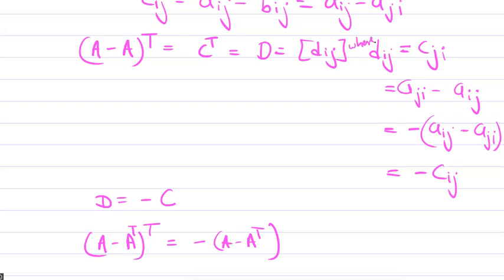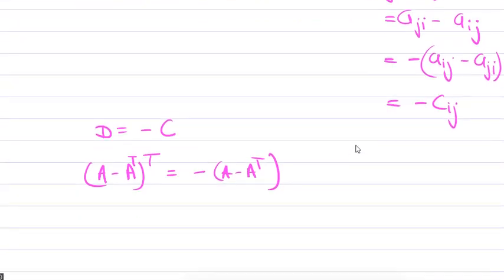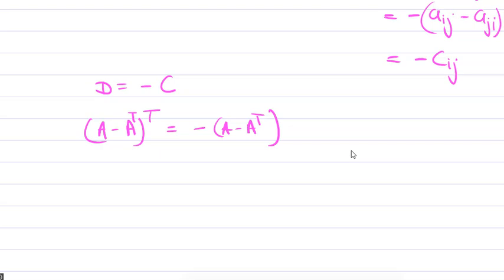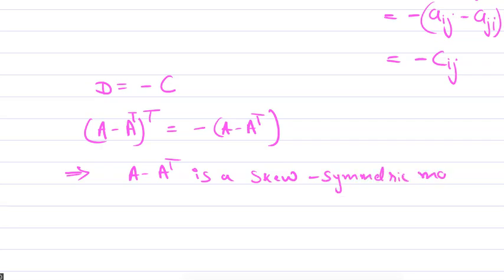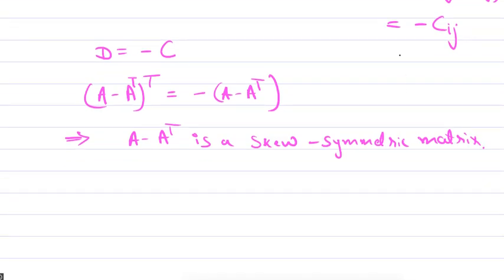So this says that A minus A transpose is a skew-symmetric matrix. So whenever you are given a matrix A, you have two things: A plus A transpose is a symmetric matrix, and A minus A transpose is a skew-symmetric matrix.